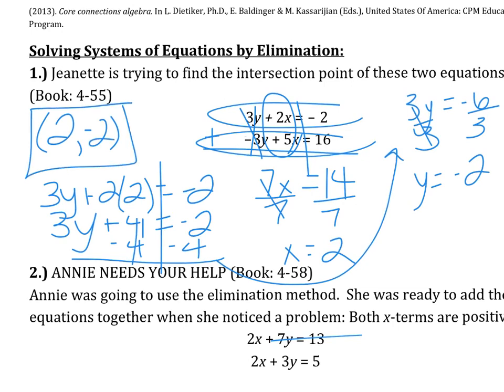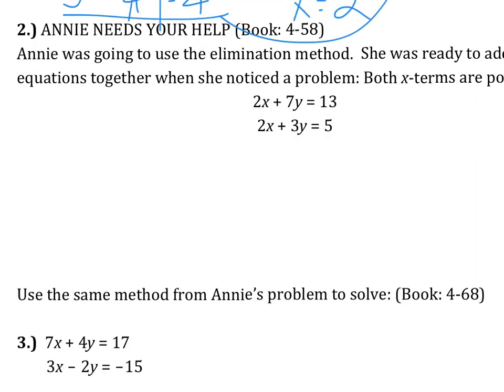And just like the other two types of solving systems of equations, you can check to make sure this is right by plugging it back in. Moving on to number 2, Annie was going to use the elimination method, but when she tried to add them together, she noticed a problem. So if you take a look, and if you try to add these up, nothing is going to eliminate. So we have a couple of options.